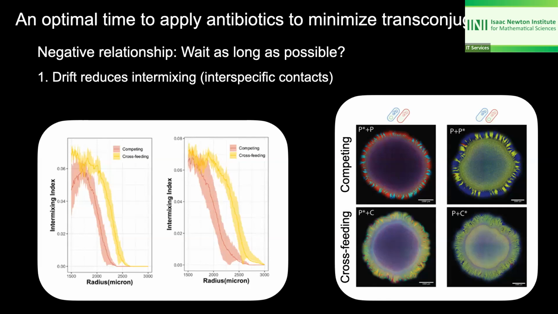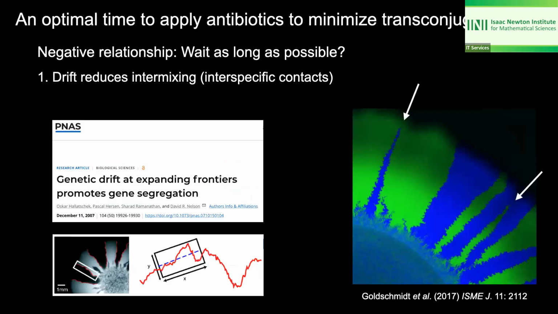And what we see is the amount of intermixing, that's intermixing between the two types, rapidly decreases as you move outwards from the founding zone to the edge. And this occurs regardless of what type of metabolic interactions you impose. We generally always see a decrease in intermixing as a colony gets bigger. And this is well known from work by Oskar Hallatschek and David Nelson.